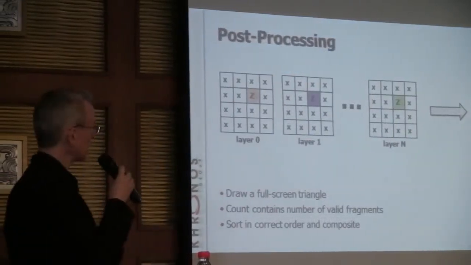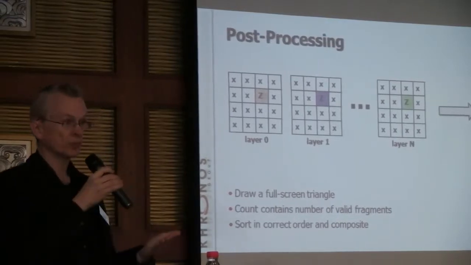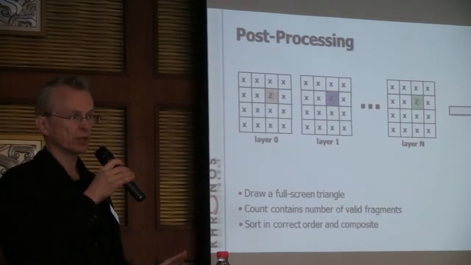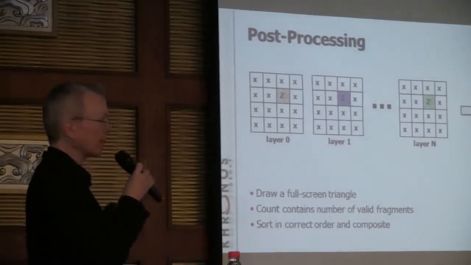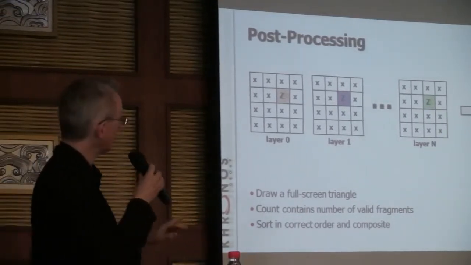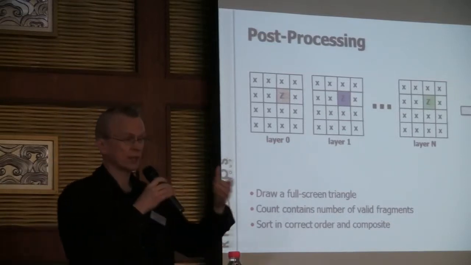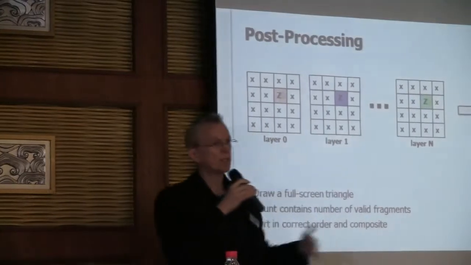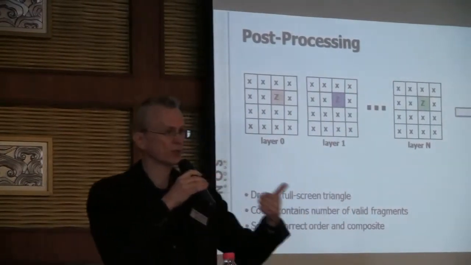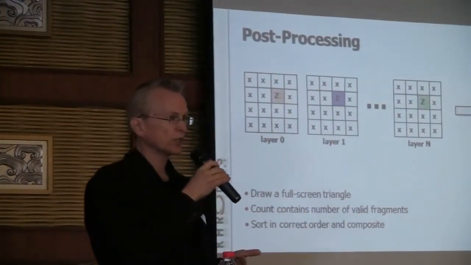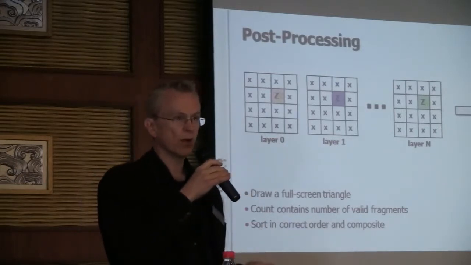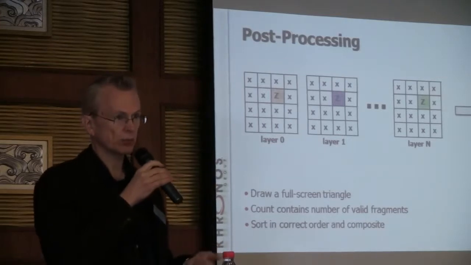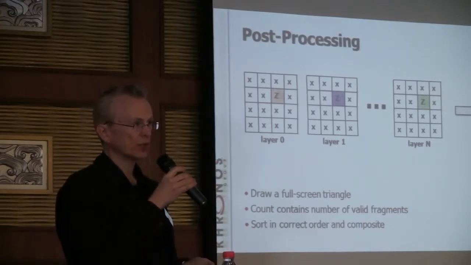Then to finish the computation, I do a post-processing step where I render a single triangle that covers the whole screen, and in the fragment shader for that triangle, I read the count to tell me how many colors are stored, and I sort them by depth, and I render the last one, then the next one, then the next one. So I always get correct results, and it takes only one extra pass. This is more efficient than depth peeling generally. It's more efficient than K-buffer.